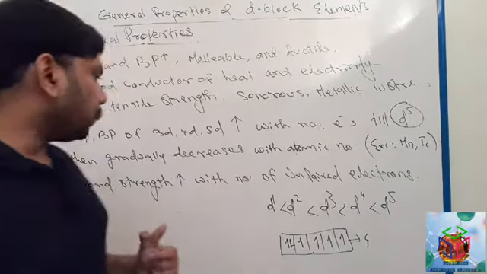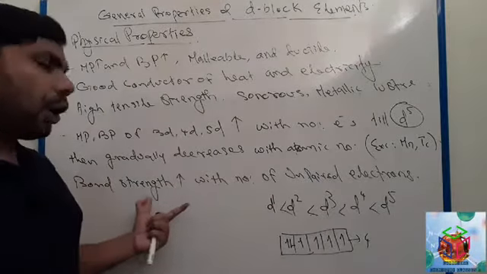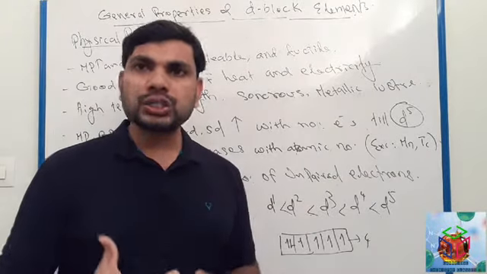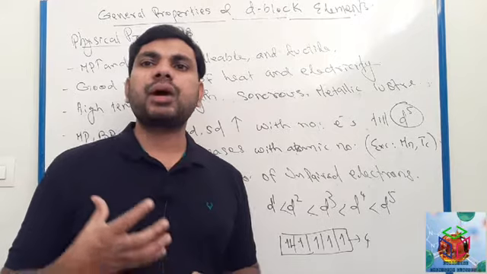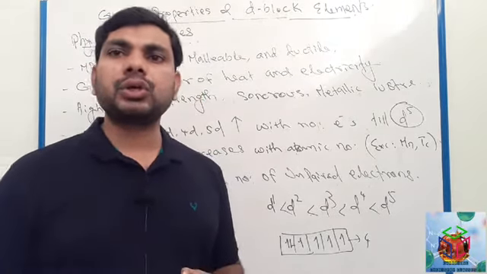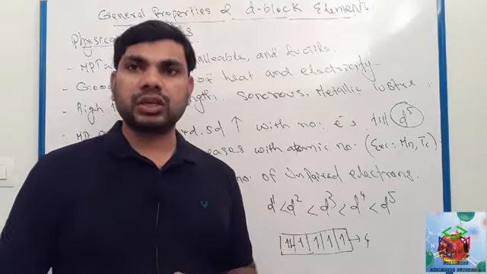Also we have to understand bond strength. The bond strength of d block elements also increases with the number of unpaired electrons. Elements with more unpaired electrons show more bond strength.